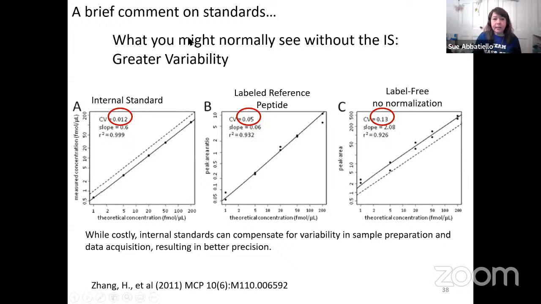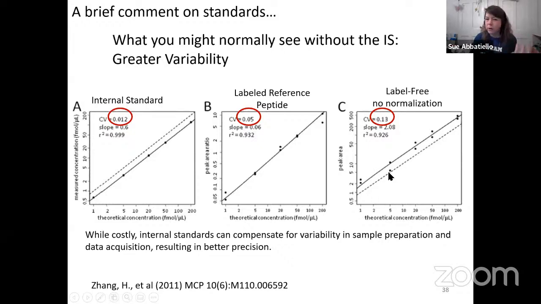And then last, label free. So let's just say we're targeting a bunch of peptides and we don't have an internal standard. We're not doing any kind of normalization. This is the same exact data that was in A and B. So we're looking at the same peak areas of the light peptide, but now they're not normalized. And now we see for these replicates, there are data points that are dropping down, and perhaps we don't know why.